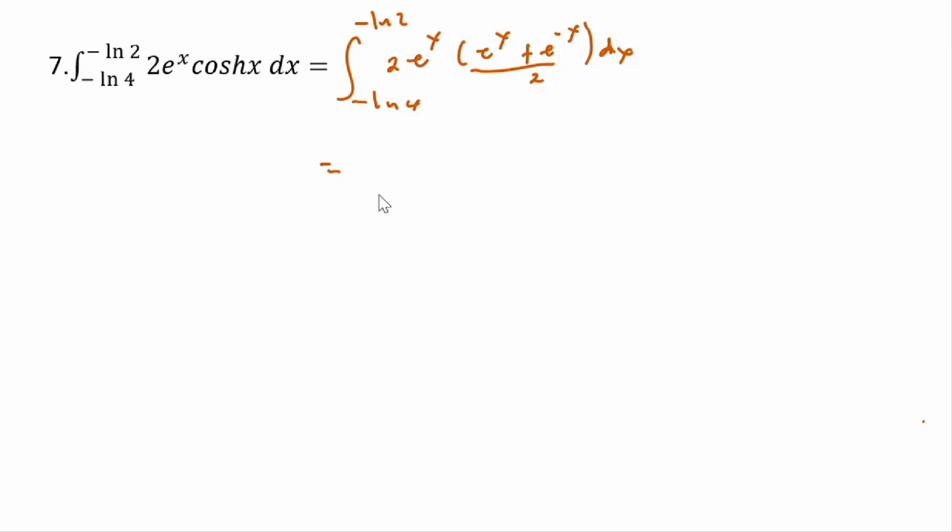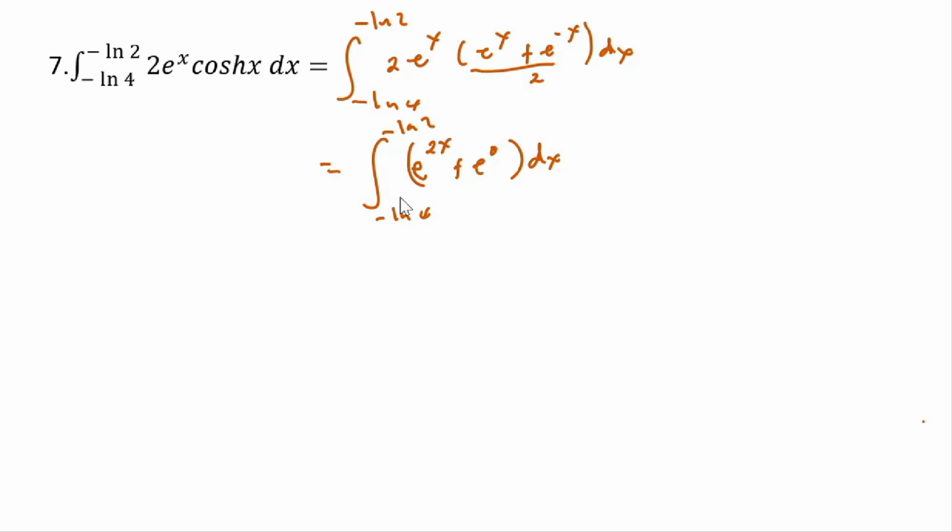So by simplifying the integrand, 2 divided by 2 is 1. So I can just write now as e raised to x, but multiply to the binomial of e raised to x plus e raised to the power of negative x. So it will give us the integrand now of e raised to the power of 2x plus e raised to 0, and then dx evaluated from negative ln of 4 to the negative ln of 2.